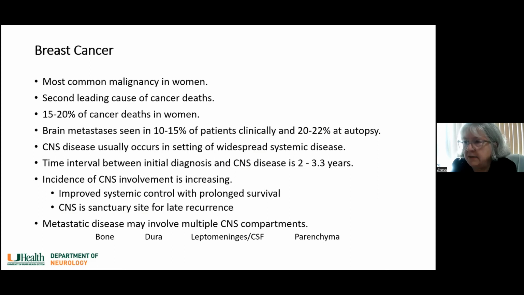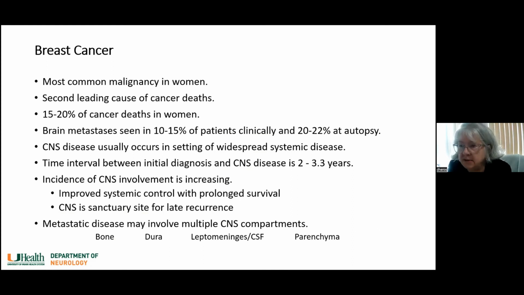In this disease, CNS involvement usually occurs in the setting of widespread systemic disease, liver, bone, lung, and so on. And that is important because their systemic disease and the management of their systemic disease also needs to be taken into consideration when we're planning treatment strategy then for their CNS disease.